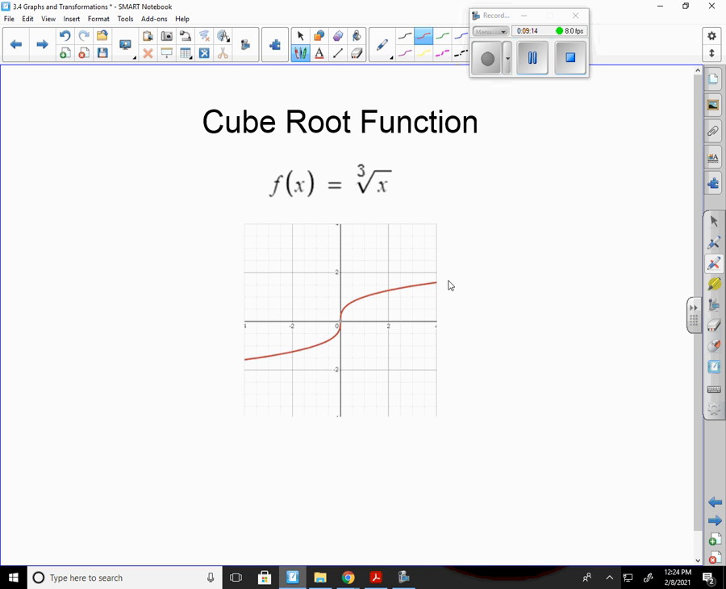Lastly is the cube root function. This looks a lot like the square root function, except that I also have a negative, because I can take the cube root of a negative number. Yes, you can. Because -2 to the third power is -8. So I can take the cube root of -8, which would give me -2. Duh.